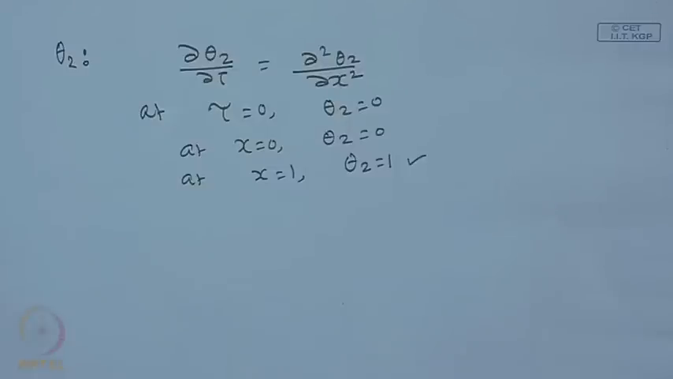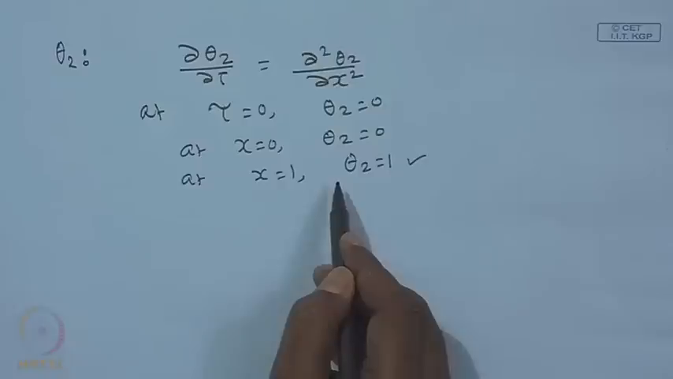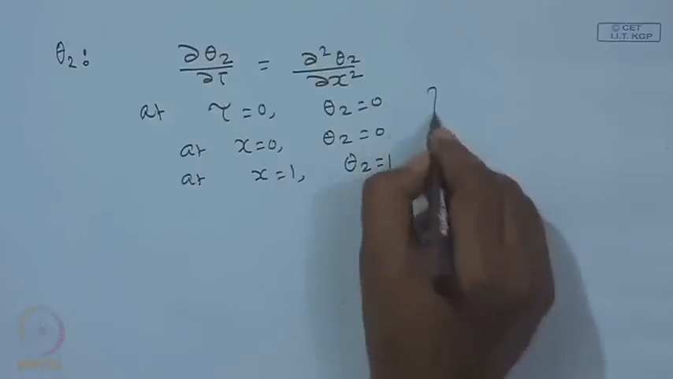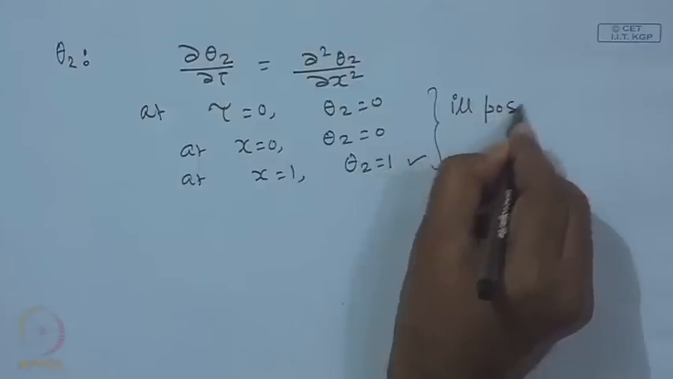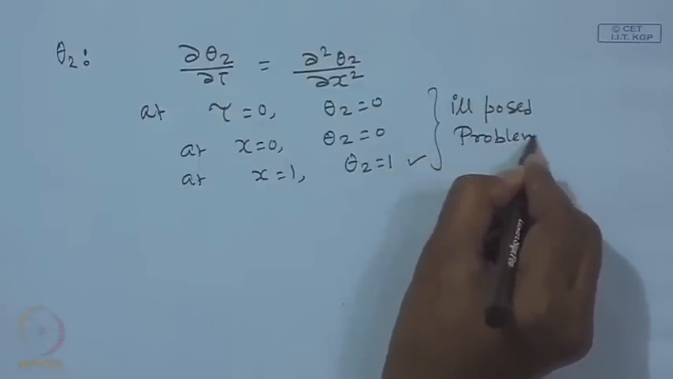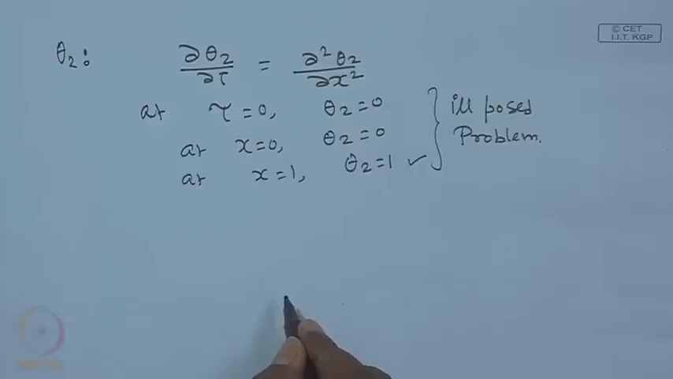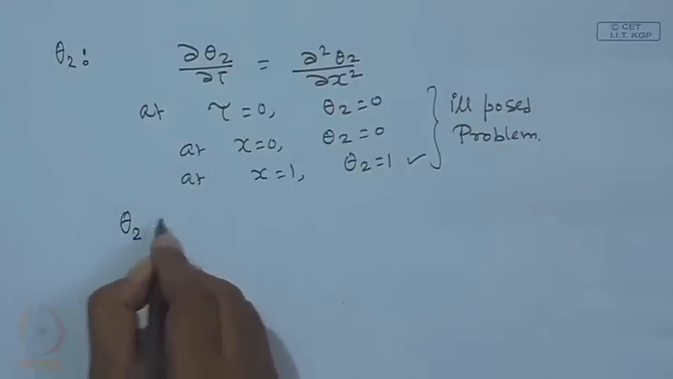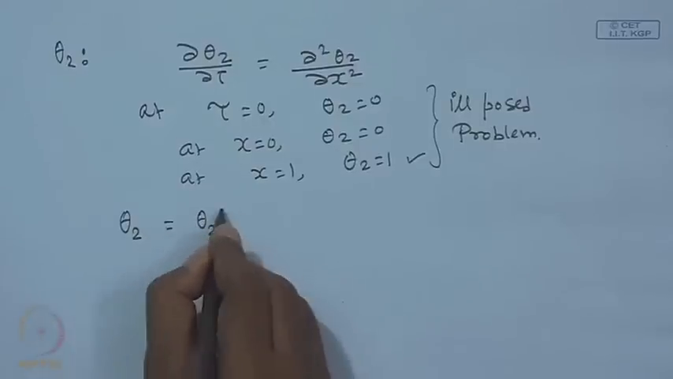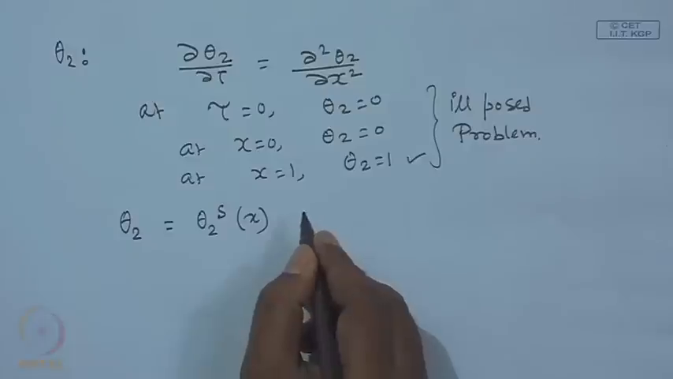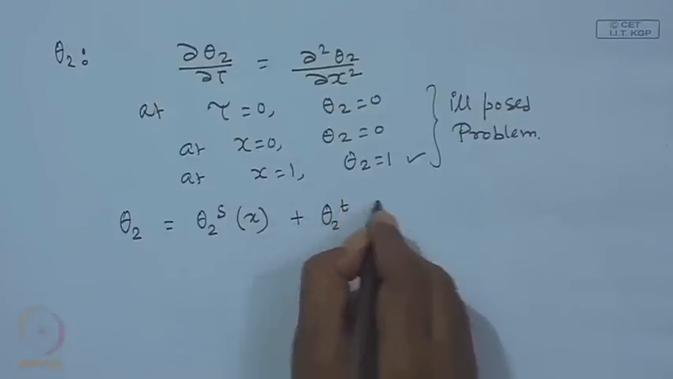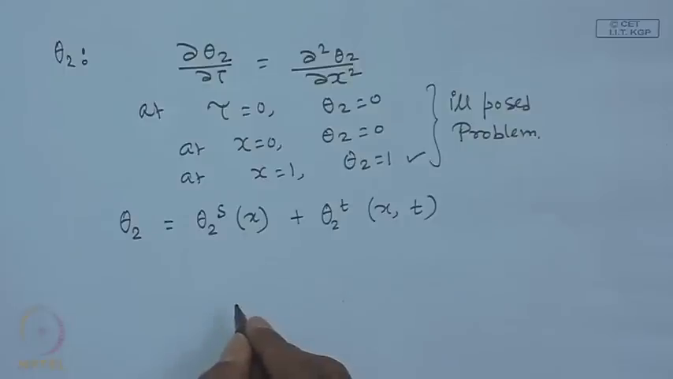If you look into the solution, we have already looked at this. This is an ill-posed problem, because we have a 0 initial condition. You have to make this problem well-posed. For that, this problem will be again broken down into two parts. One is the time varying part or the transient part, another is the steady state part or the time independent part. So, theta 2 has to be again broken down into two parts. One will be theta 2 s, which will be a function of x alone, the steady state part, plus theta 2 t, which is a function of x and t both.